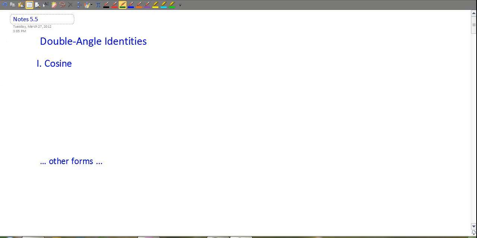Well, we're almost done with our chapter on identities. We're going to talk this time, though, about double angle identities. So I'm going to take a few minutes and I'm going to actually show you how you can derive these identities if you're given a little bit of information.